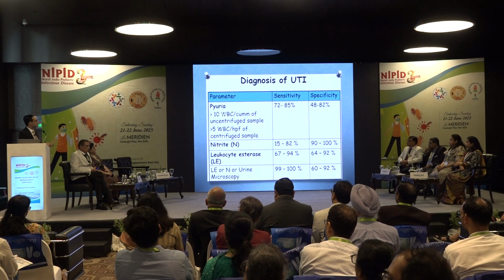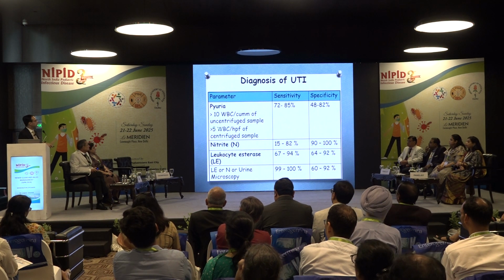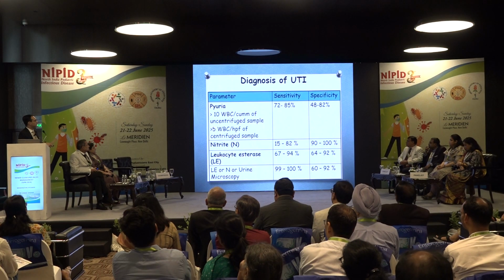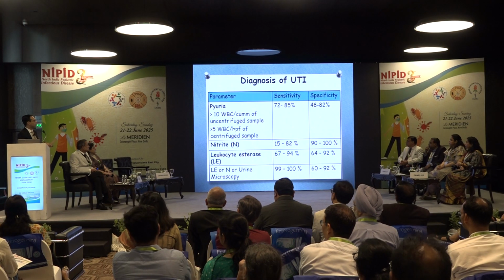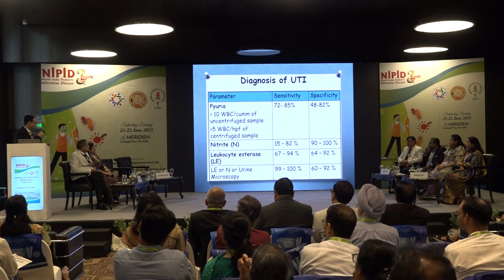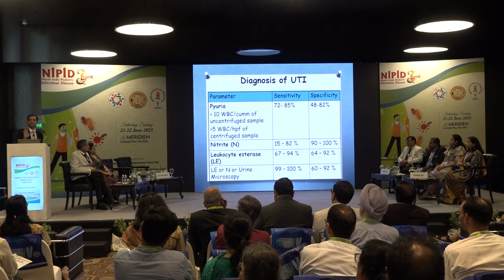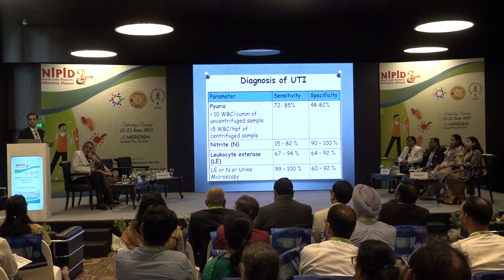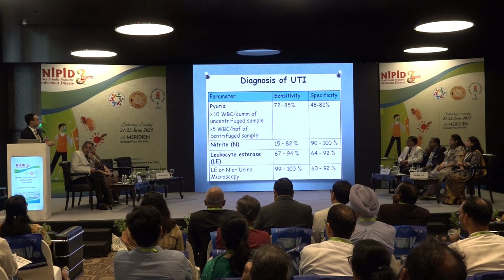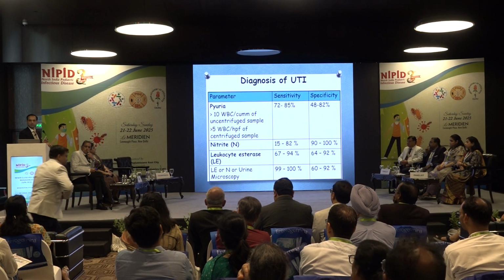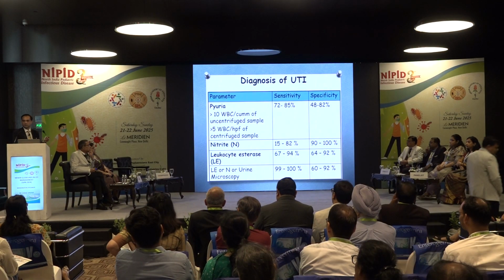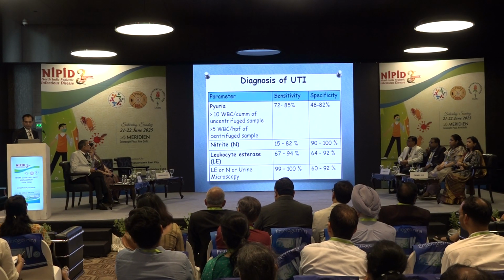And regarding this pyuria, there are two values: more than 10 WBCs per millimeter cube in an uncentrifuged sample and more than 5 WBC per high power field in a centrifuged sample. Most of the labs will not report centrifuged or non-centrifuged. So how do you judge? What you have to see is the units. If it is per high power field, it is a centrifuged sample. And if it is per millimeter cube, it is a non-centrifuged sample. So this is how you judge which values to be taken.